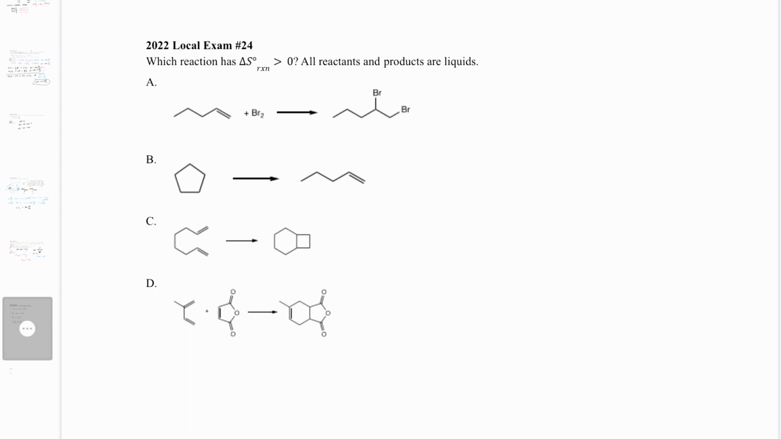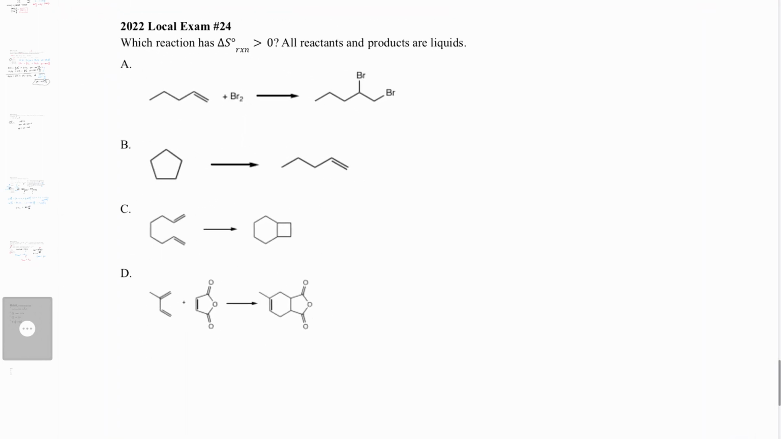All right, right away there's two answer choices that don't make sense, and those answer choices are A and D. We know that as you increase the number of molecules that you're dealing with, your entropy goes up. So if we went from 2 molecules to 1 molecule in answer choice A, that would be associated with a lowering of your entropy. And it's the same thing for answer choice D. Going from 2 molecules to 1 molecule is going to lead to a negative delta S value. All right, so now we're left with B and C.